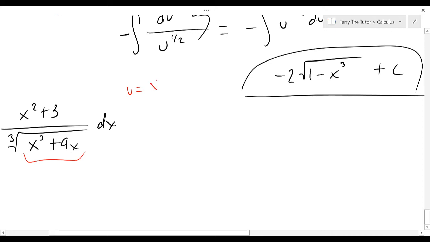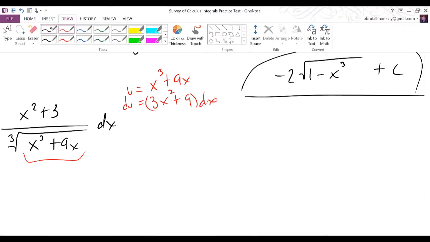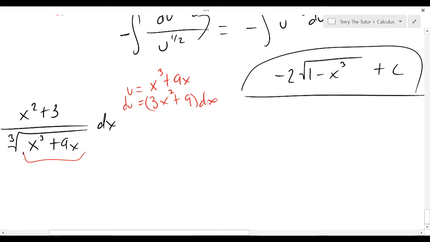U is equal to x to the third plus 9x. Now let's take the derivative of both sides to solve for du. That equals 3x plus 9. Oh, that's going to be 3x squared, excuse me. And then this is going to be, in parentheses, dx. Okay. I've got my u. There's my u. Actually, let's change colors. I like to change the color. There's my u.